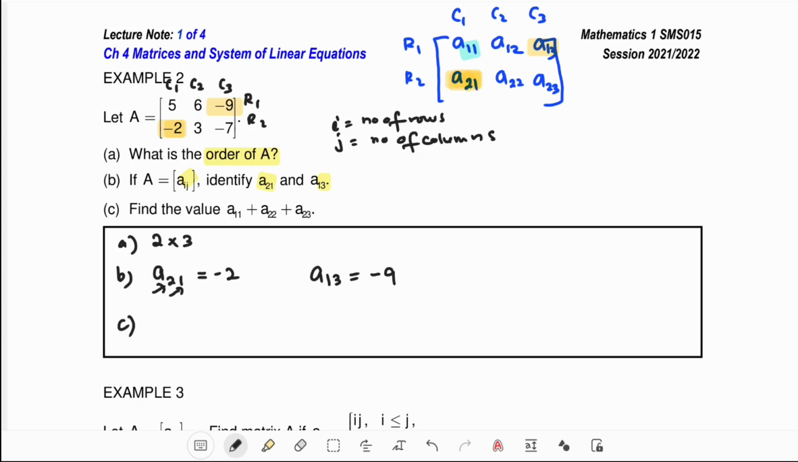Find the value of A11 plus A22 plus A23. You just need to identify the correct entries. A11 is 5, A22 is 3, A23 is -7. So you just need to calculate and you will get 1 as the final answer.